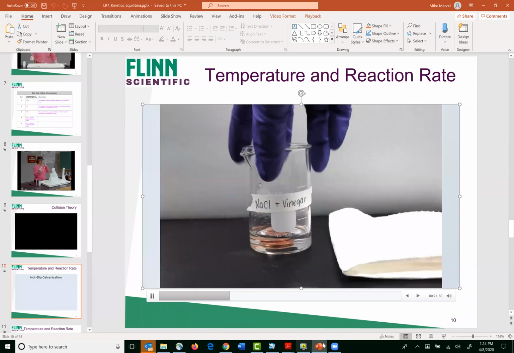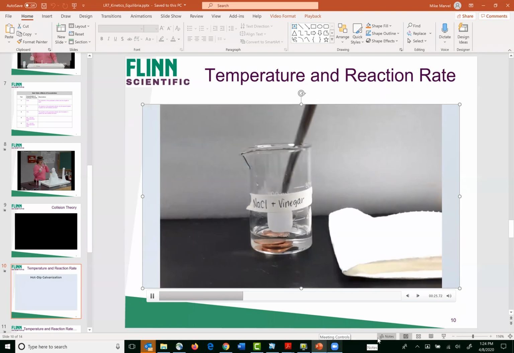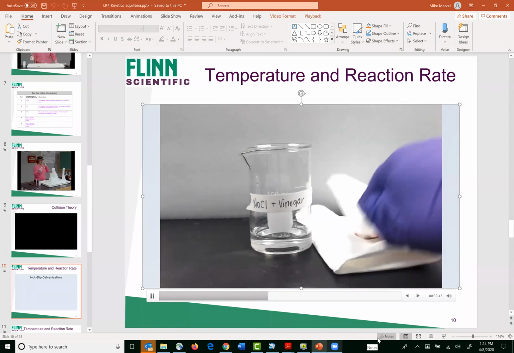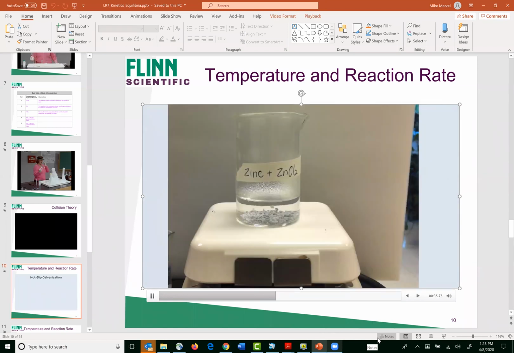For this to work, we need shiny, clean pennies. Immersing them in a sodium chloride and vinegar solution takes all the dirt, grime, and finger oils off. They must be completely dried before the coating can be applied, or it won't stick. A solution of granulated zinc and zinc chloride is brought to a boil and the pennies added.